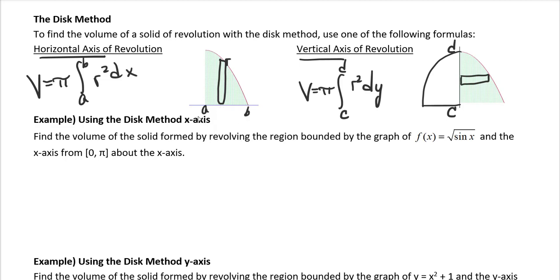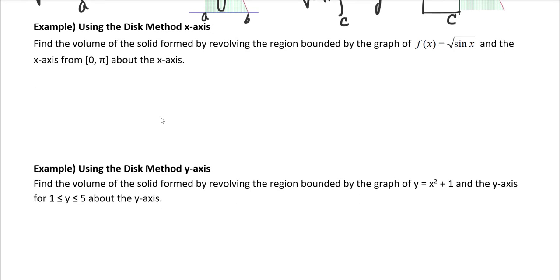Let's do it. All right, fantastic. Example, using the disk method with the x-axis. Find the volume of the solid formed by revolving the region bounded by this graph and the x-axis from 0 to pi about that x-axis.